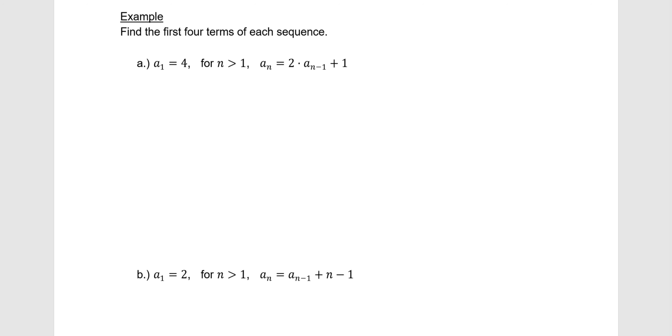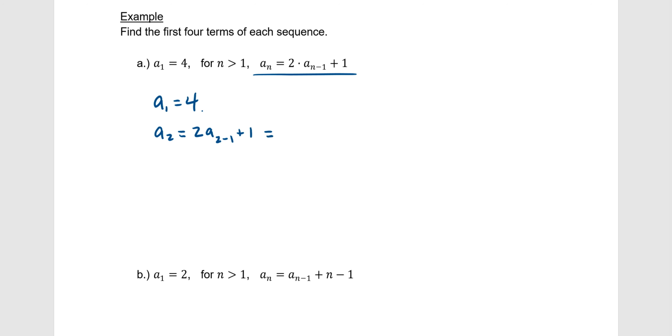So we have our sequence a sub n equals 2 times a sub n minus 1 plus 1. So you can see that for every nth term, it's going to depend on the term directly before it. So we want the first 4 terms. So let's start with a sub 1. Well, that's nice and easy. That's given to us. And now let's go to a sub 2. A sub 2, using the definition, is going to be 2 times a sub 2 minus 1 plus 1.